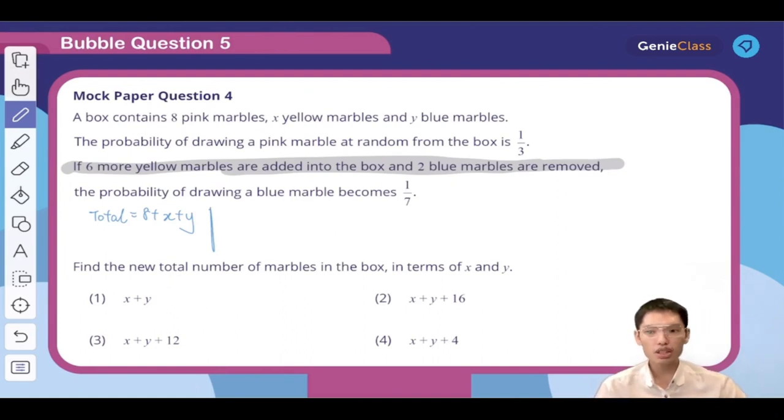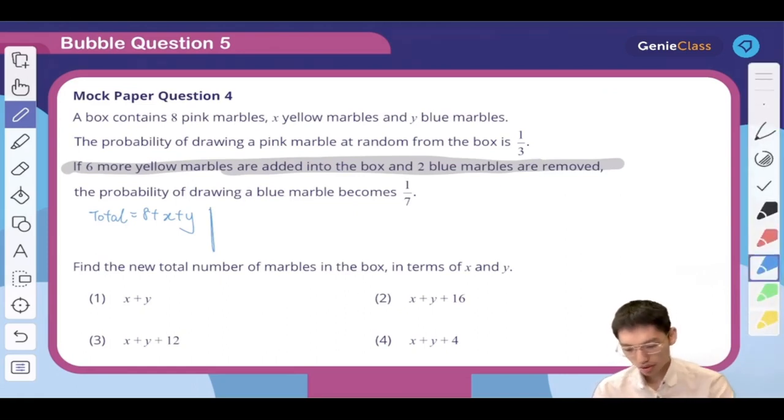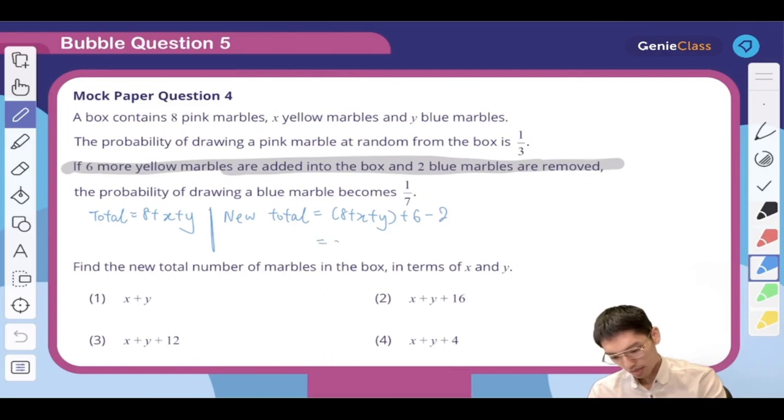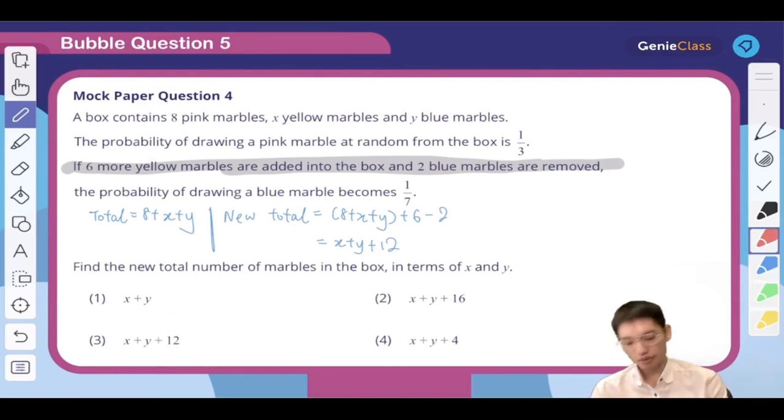Again, let's look at the question. New total after the arrangement. My old total, from the above, is 8 plus x plus y. I am going to add 6 and remove 2. So my new total is x plus y plus 12. Therefore my option answer is answer number 3. So that's what I have over here.